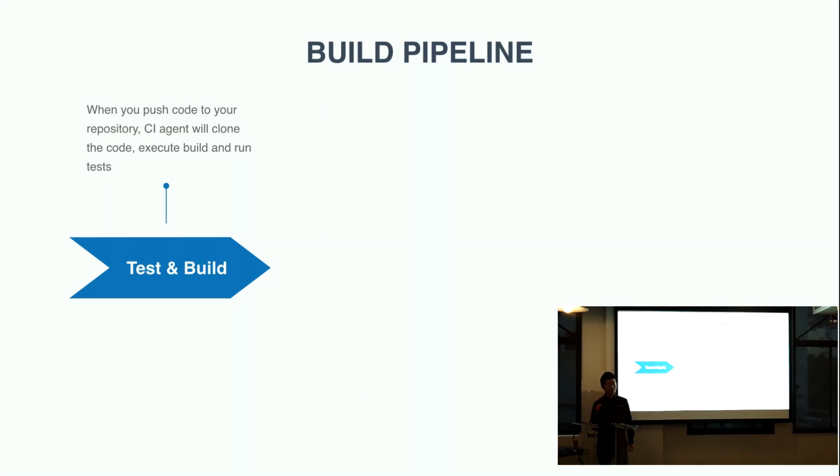Here is the build pipeline concept in CI. You can define your own build pipeline, and you can also use a basic pipeline. Here I'll show you a basic one. Every time you push the code, the CI server will clone your repository to a build agent, and then run the tests and build your app. Then, test failure or compile error.